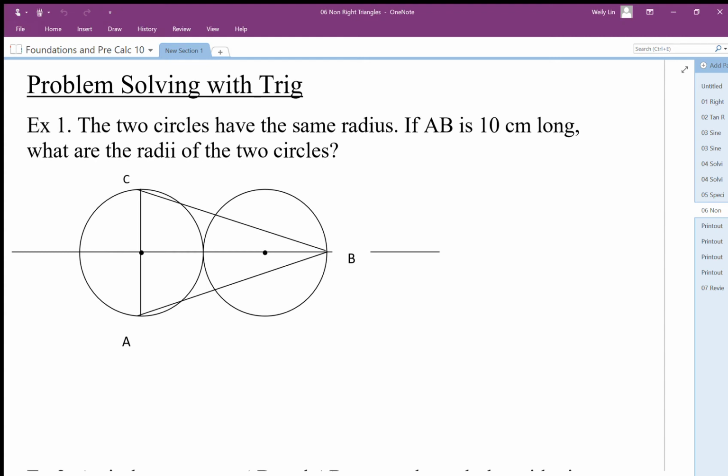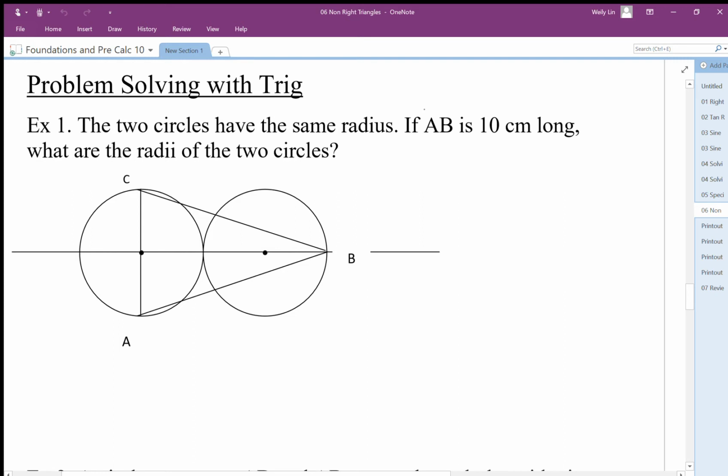These problems are a little bit more challenging in that we have to apply trig, but we have to kind of figure out some pieces of this before we can apply the trig. So we have two circles here. They're equal sized circles. The radius is the same. And we have this length A to B is 10 centimeters long.